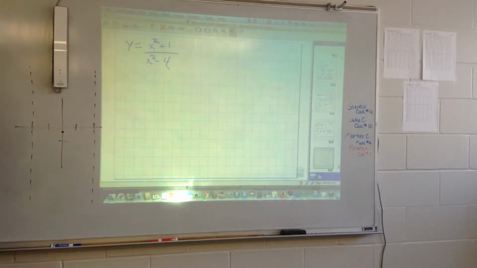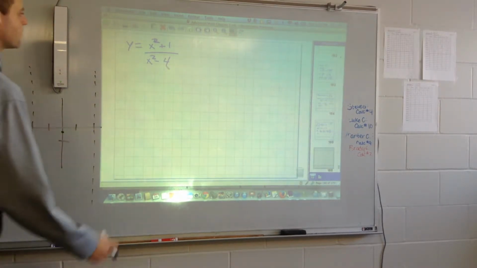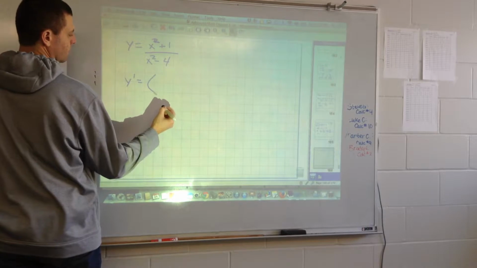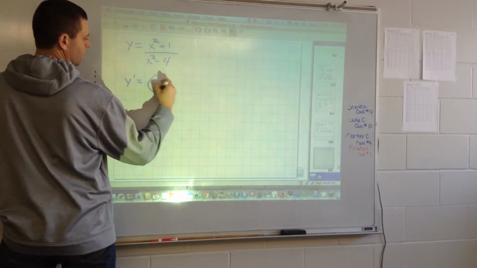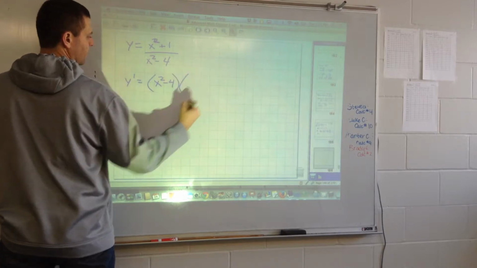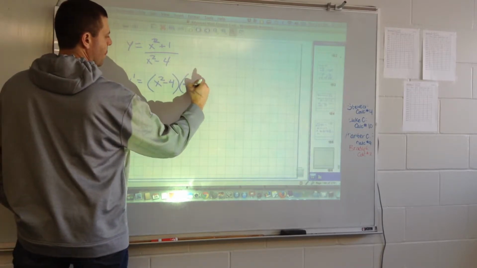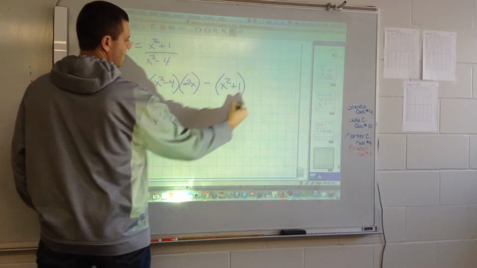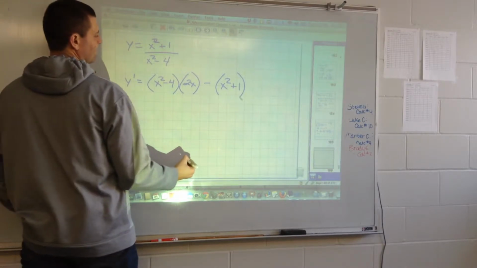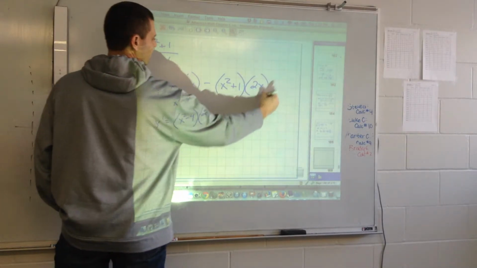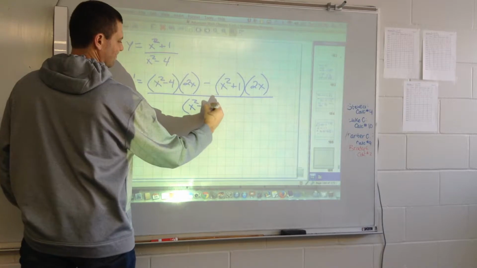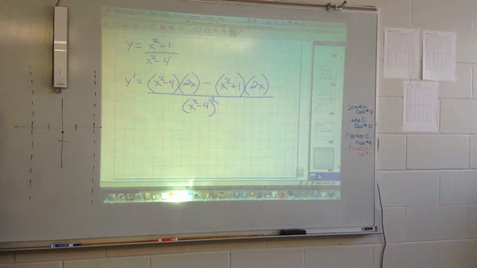Alright, what do we gotta do? Quotient rule, yep, quotient rule. So, what are we gonna have? Who's got it? Low, x squared minus 4. Alright, here we go. D high, which would be 2x, minus high, which would be x squared plus 1, times D low, which would be 2x, all over the square of what's below, x squared minus 4, which would be x squared minus 4 squared.